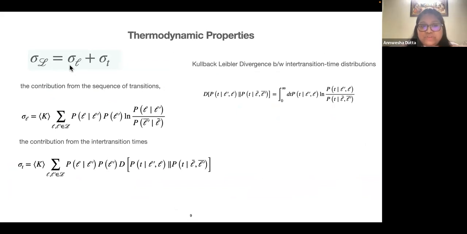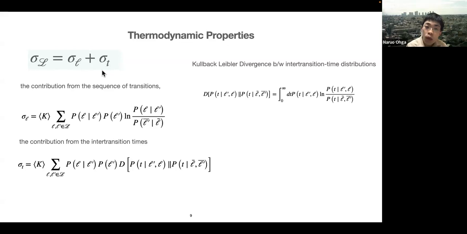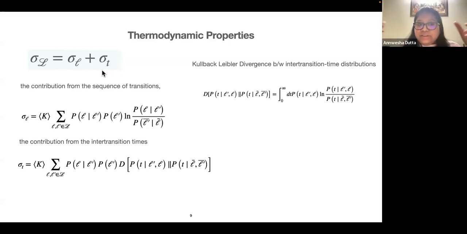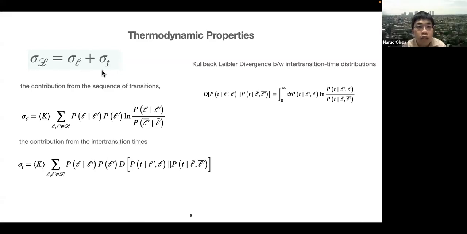So sigma L has a contribution from sigma L and sigma T. So sigma T could be zero in cases where we have ring kind of networks. So in that case, we can have zero even if the system is out of equilibrium. And sigma L could be zero in cases where there is no current in the system. So in such cases, we can have a situation where both the quantities can tend to zero. So do you mean there's no current in the system? Isn't it just equilibrium?